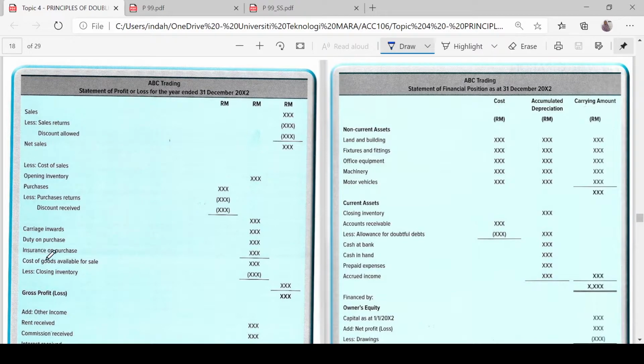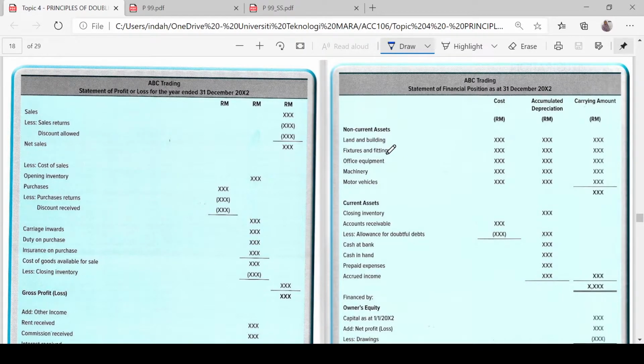Opening inventory plus purchases plus all costs related to purchase is equal to cost of goods available for sale. Then we deduct closing inventory, because even though we have the previous inventory and the purchases made during the year, not all goods are able to be sold within the same year. So if we have any closing inventory, then we minus it. This will represent cost of sale.